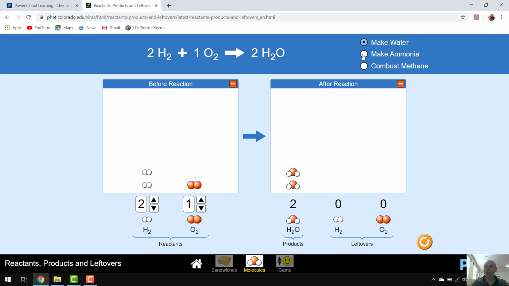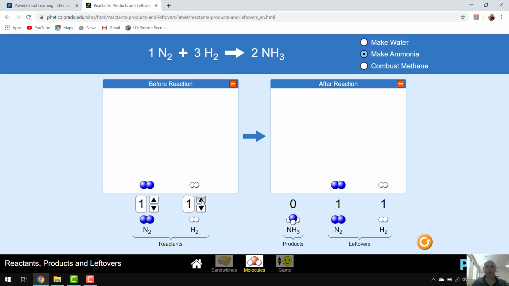Now let's make ammonia. So it's got another equation up here at the top. I need 1 mole of N2. And I need 3 moles of H2. 1, 2, 3.